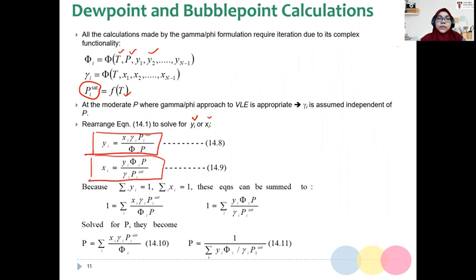This equation, equation 14.1, is an example for the gas phase. We introduce the fugacity coefficient and the pressure. In the liquid phase, we introduce the activity coefficient and Pi saturation. The Pi saturation is a function of temperature. And finally, we can obtain the composition by using this expression.